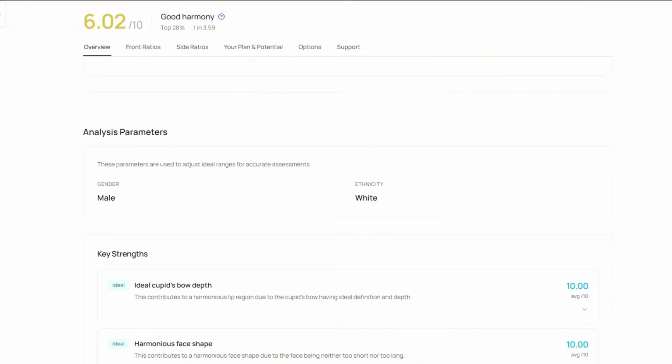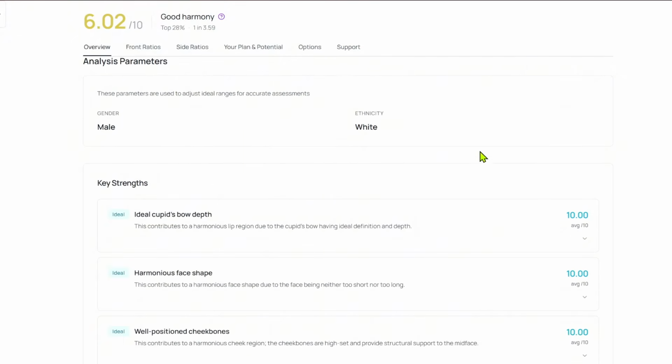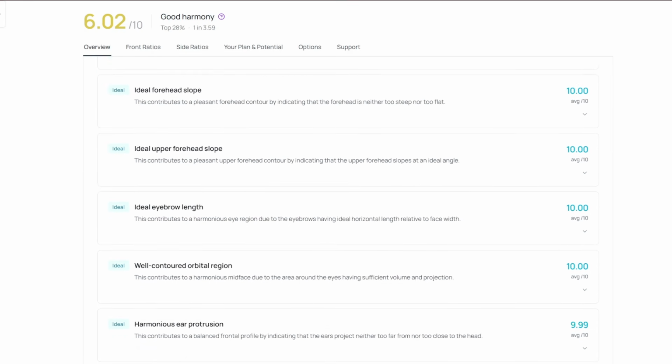We'll finally see his key strengths and then his weaknesses, and then finally, the last part is the plan potential page. So his ideal Cupid's bow depth, harmonious face shape, well-positioned cheekbones, and then you can pause the video if you'd like to see the rest of these.